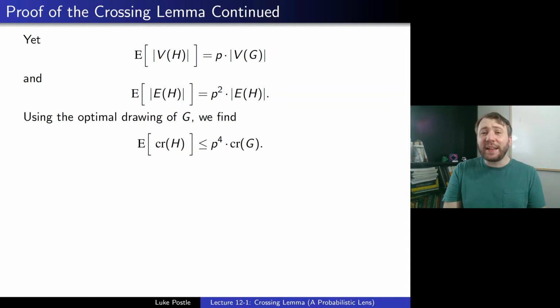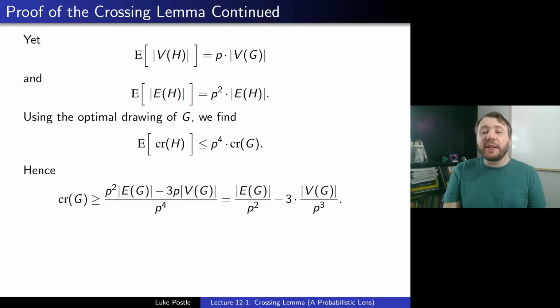Crossings. And that gives you an upper bound on the expected crossing number of h. So there may end up being better drawings once we delete edges and vertices as such, but this gives us at least an upper bound. So now we can plug that all into the previous equation.